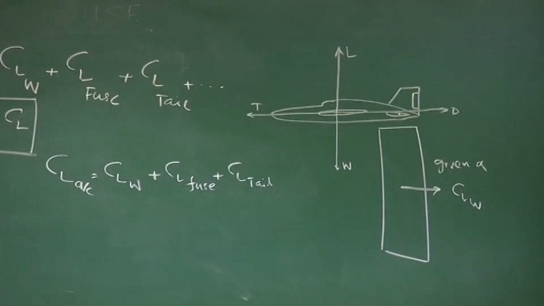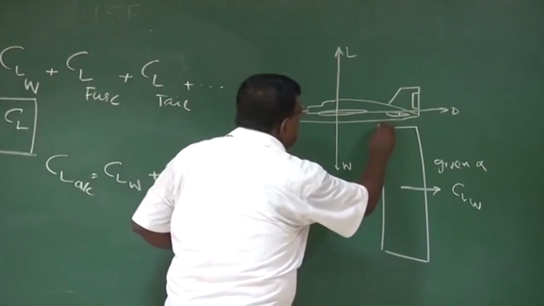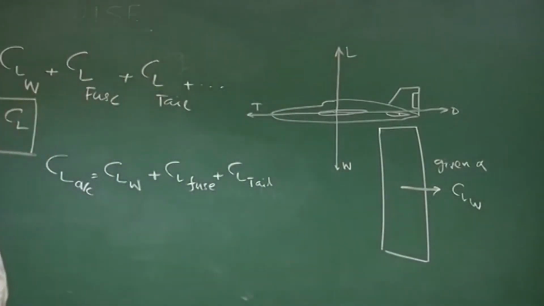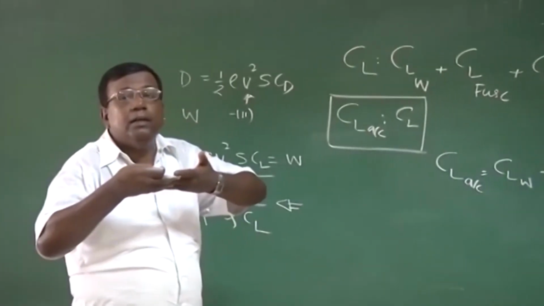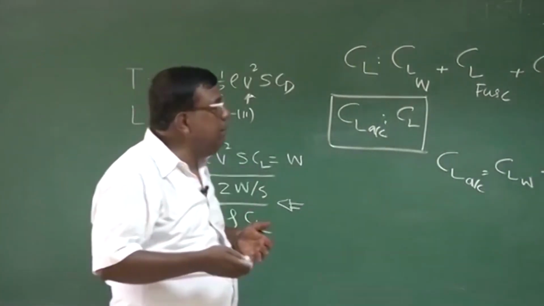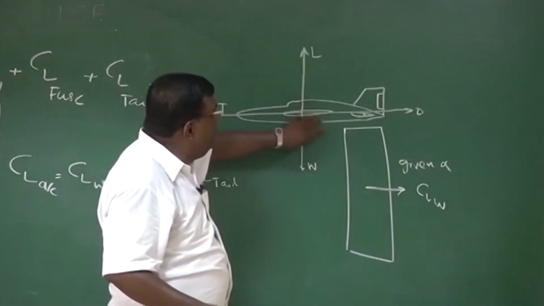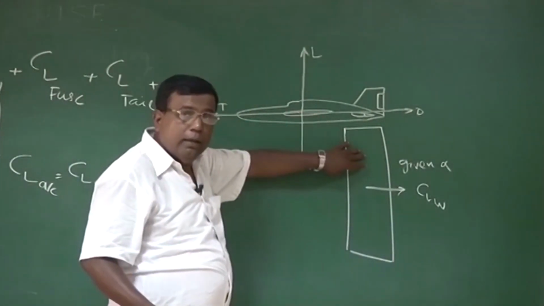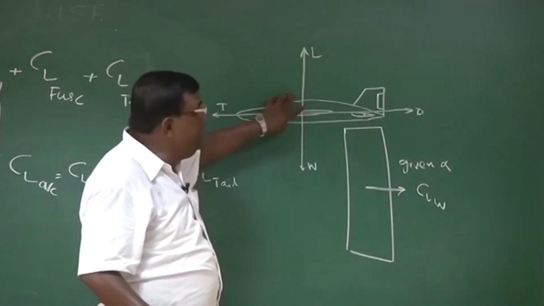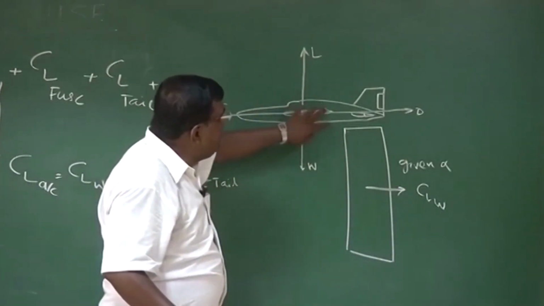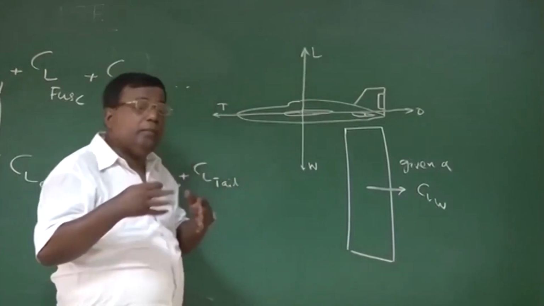That is not correct. Because the point is, CL of the wing in isolation and CL of the wing when it is attached to the body have different geometric conditions. For example, the moment I put this wing over this aircraft, there will be an influence of body on the wing and the wing on the body. So there will be an interference, body to wing and wing to body, so the CL gets modified.